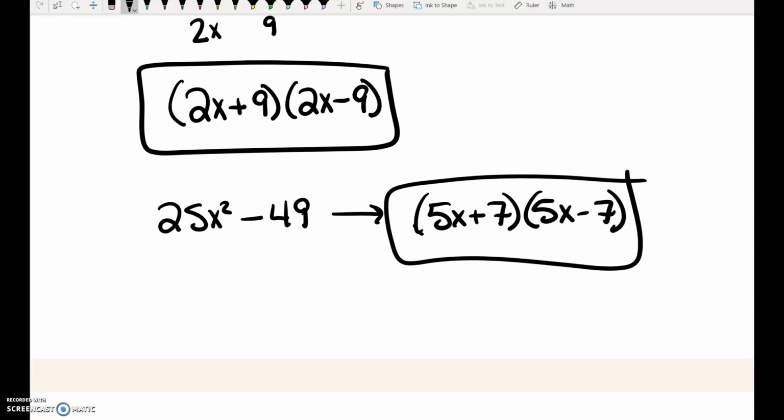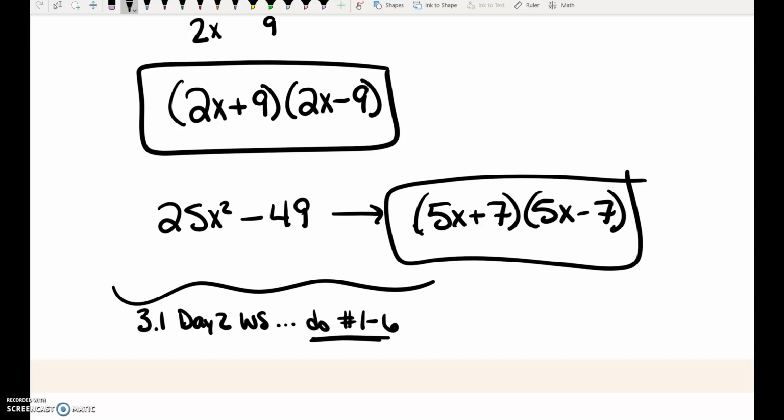On your worksheet, you are doing 3.1 day 2 worksheet, I would like you to do numbers 1 through 6. Numbers 7 through 12 are there for extra practice if you would like extra practice. Some of you are like, yeah, I really want to try this guess and check thing. I want more practice. They're there for you. You need to definitely do numbers 1 through 6. That will give you the minimum amount of practice that you need to help you learn this skill.